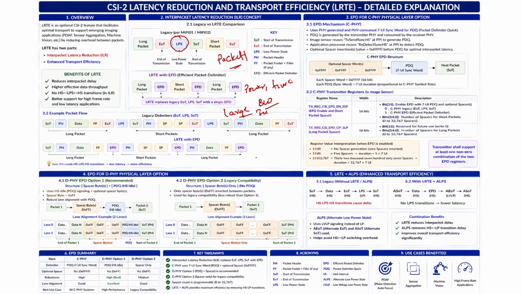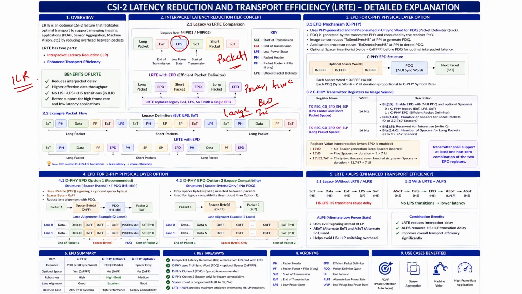That means high frame rate you are transferring, so that means large images you are transferring from one camera to the processor. At that time we will face this issue. There are two parts of LRTE. One is interpacket latency reduction (ILR). What is interpacket latency reduction?